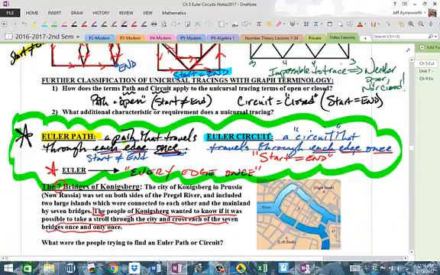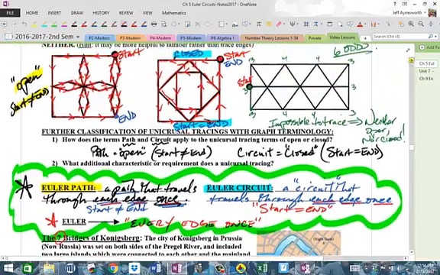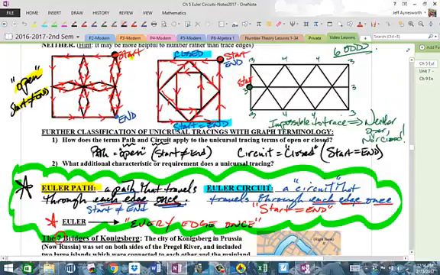An Euler path is a path that travels through each edge only once, where the start does not equal the end. So on an Euler path, you hit every edge exactly once, so you can't retrace an edge. But in this case, the start does not equal the end point, as indicated up here in our practice. Like in the first graph, we started up here in the upper right, and we ended in the lower right. And because that was an Euler path, an open Euler path, the start does not equal the end.